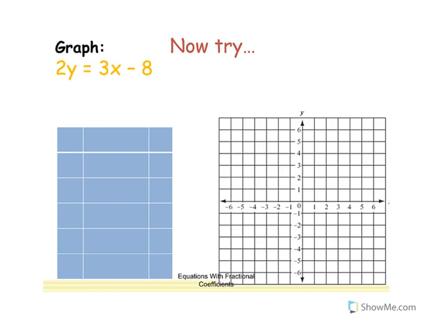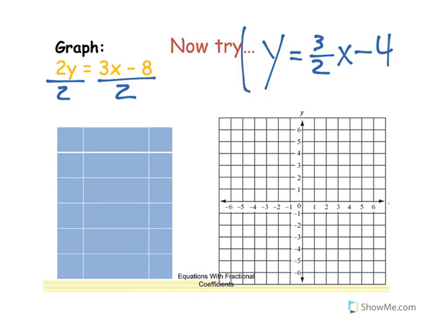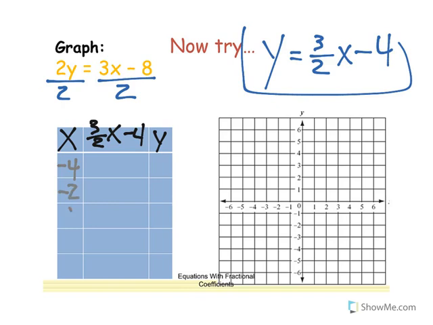Okay, so this is your now try. So I'm going to do you a favor here, and I'm going to do the first step. So this is similar to the last one, where we're going to divide everything by 2. 2y divided by 2 is y. 3 is not evenly divisible by 2, therefore we just leave it as 3 halves. And then negative 8 divided by 2 is negative 4. So this is really what we're graphing. So if the denominator is a 2, what kind of values are we using? Well, we're using even numbers, just like we did with that first one. Negative 4, negative 2, 0, 2, and 4.